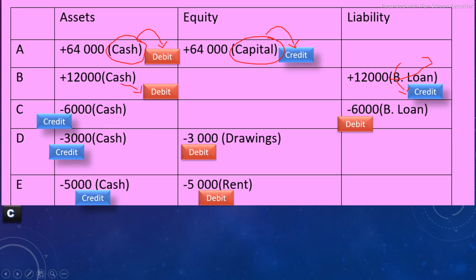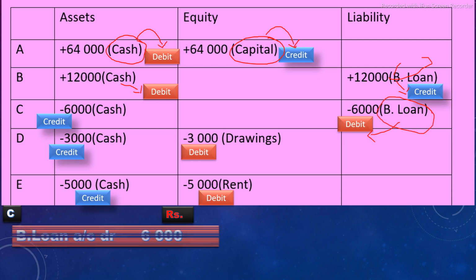Then we come to the next one, C. When you come to C, cash account credit and bank loan account debit. As I instructed you earlier, it is compulsory to write the debit first. Therefore, bank loan account debit 6,000. Debit first. Otherwise, it is wrong. Then cash account credit 6,000.